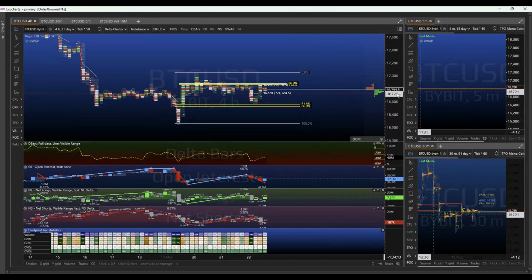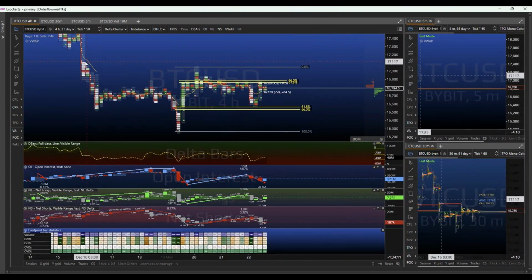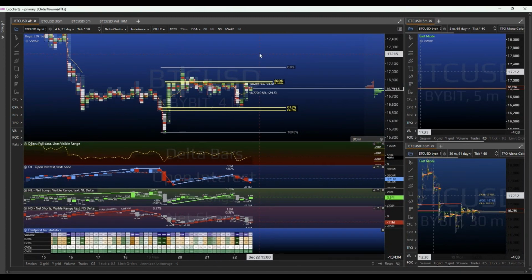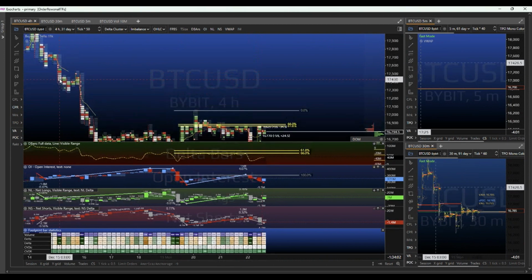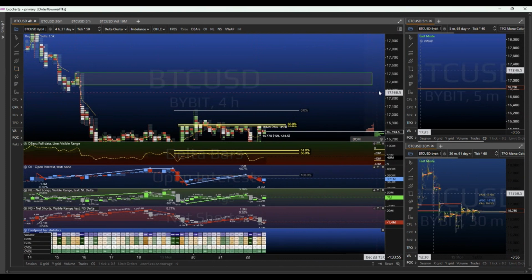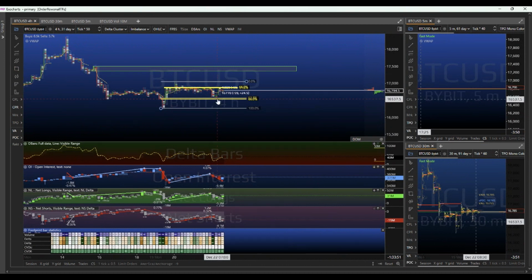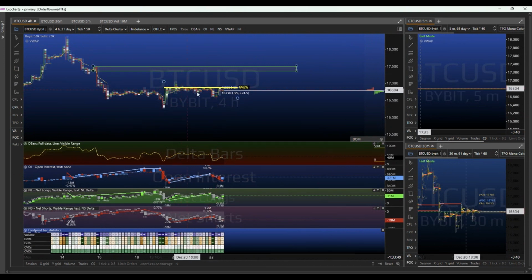And that's kind of what this could be. You never know. If it doesn't take this high over here, 17,073, if it doesn't take that high and it just blasts through it, yeah, that's the next level I'm looking at, which is this order block right here. I agree with you. And if it doesn't take that out, it's going down to the 16.3, the next single prints at the bottom.